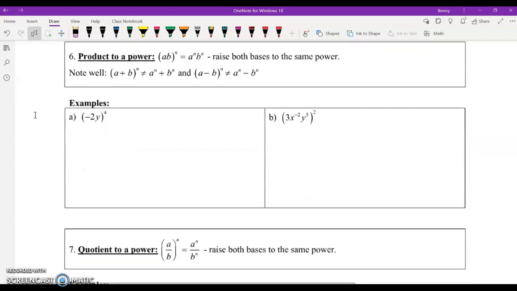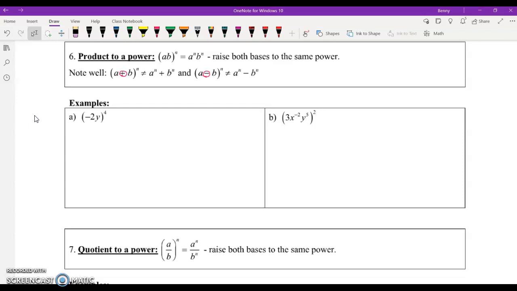Okay, moving on down. Product to a power. So here we see that we've got two different bases, a and b, raised to the power of n. So each of the bases is going to get raised to the same power. Now in this case, this is not true because remember, exponents are the shortcut notation for repeated multiplication, and this is an addition problem. And this is a subtraction problem. Therefore, we wouldn't raise each of those bases to the same power because, again, it's not multiplication.